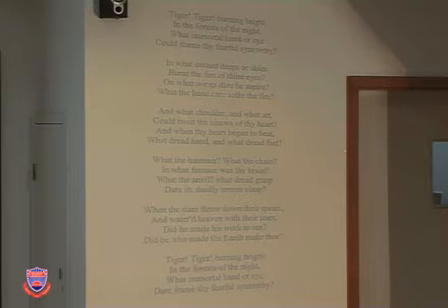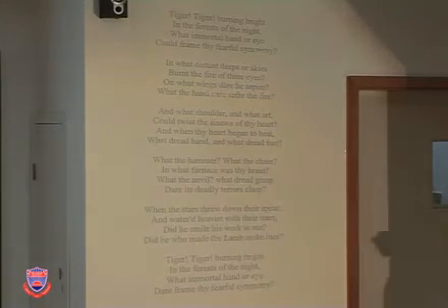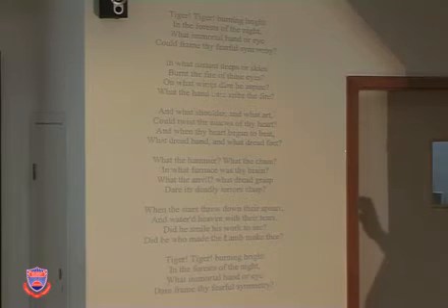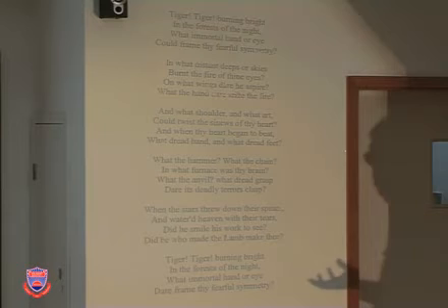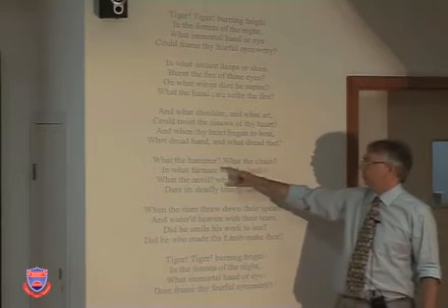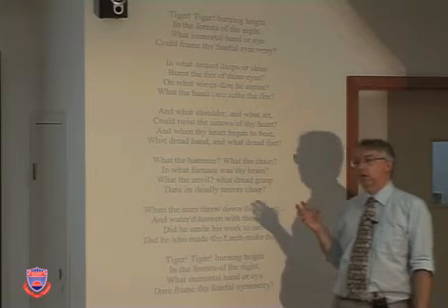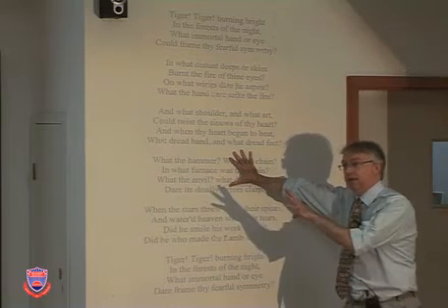What the hammer, what the chain. Those are things. So, the poem is about the tiger. It's a powerful creature, possibly negative, scary at least. And what about the tiger? We've got the heart. What are we talking about when we talk about hammers, chains, furnaces, anvils? What are they doing? What's their purpose in the poem in relation to the tiger?